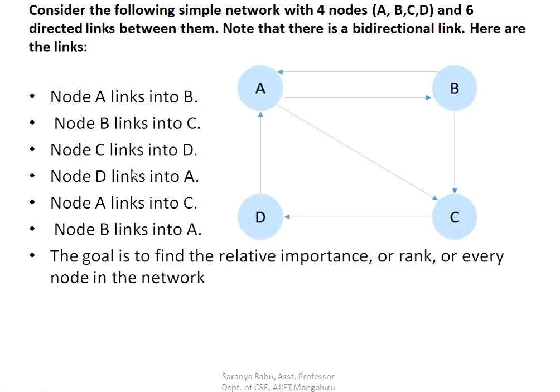So we have specified the links based on this figure. And what is the goal that we have? The goal is to find the relative importance or rank of every node in the network. We need to find the importance, influence, or you can also call it rank, of every node in the network.